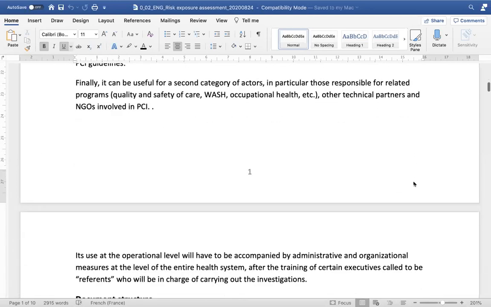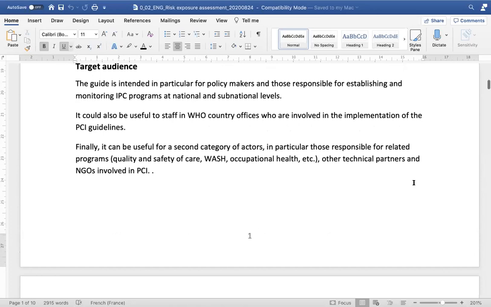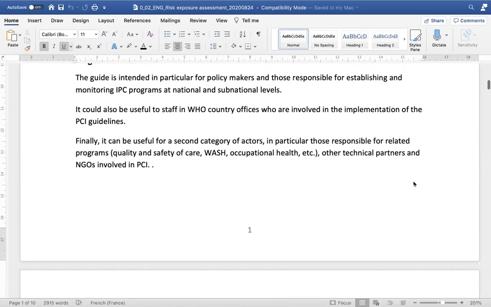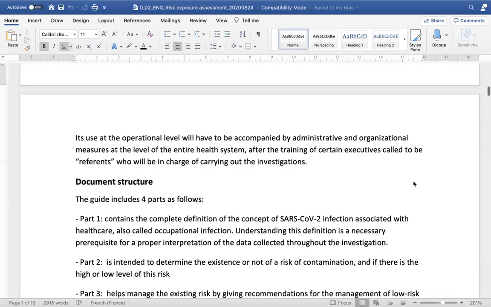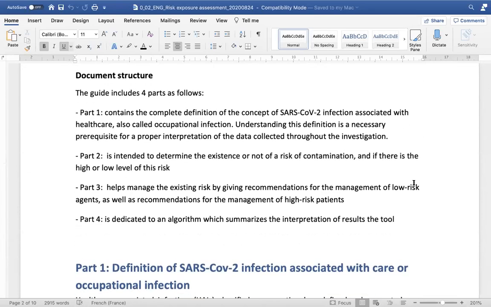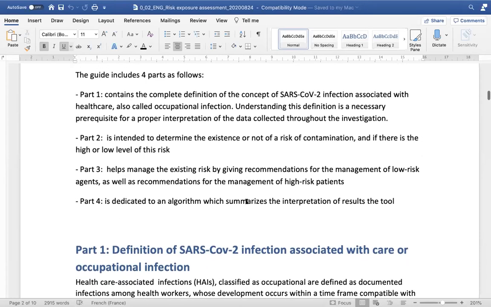So those are the target audiences. It's basically structured into 4 components where we define what a healthcare associated infection is, also called occupational infection. Part 2 is intended to determine the existence or not of a risk of contamination, while part 3 helps manage the existing risk by giving recommendations, and part 4 is dedicated to an algorithm which summarizes the interpretation of results.